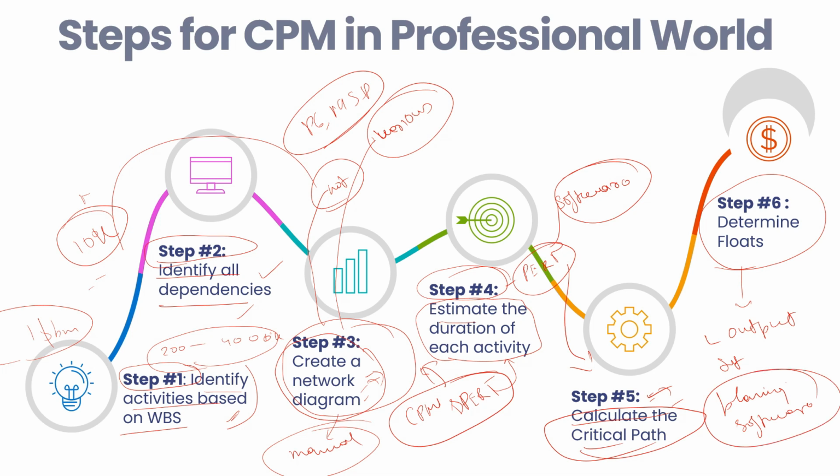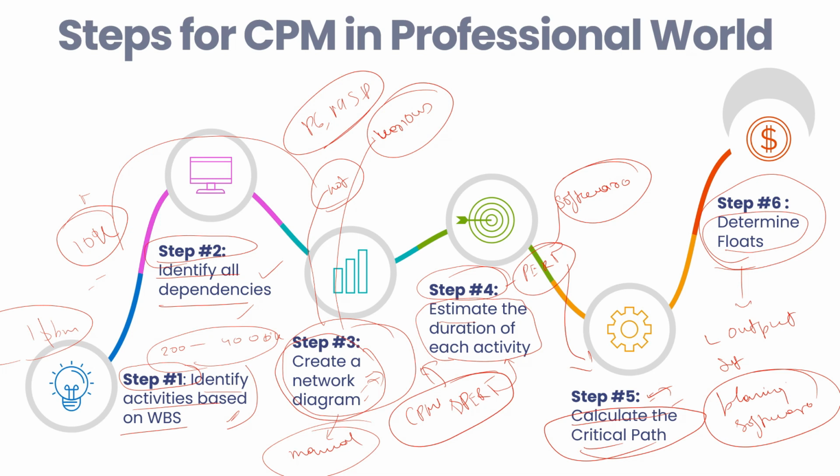So the point is that once you get these floats, when I say float, it is your total float, free float, how to utilize those floats. These are critical information for any business to understand which activity can be delayed, which activity cannot be delayed, which activity needs to be focused on to make various business decisions, right?